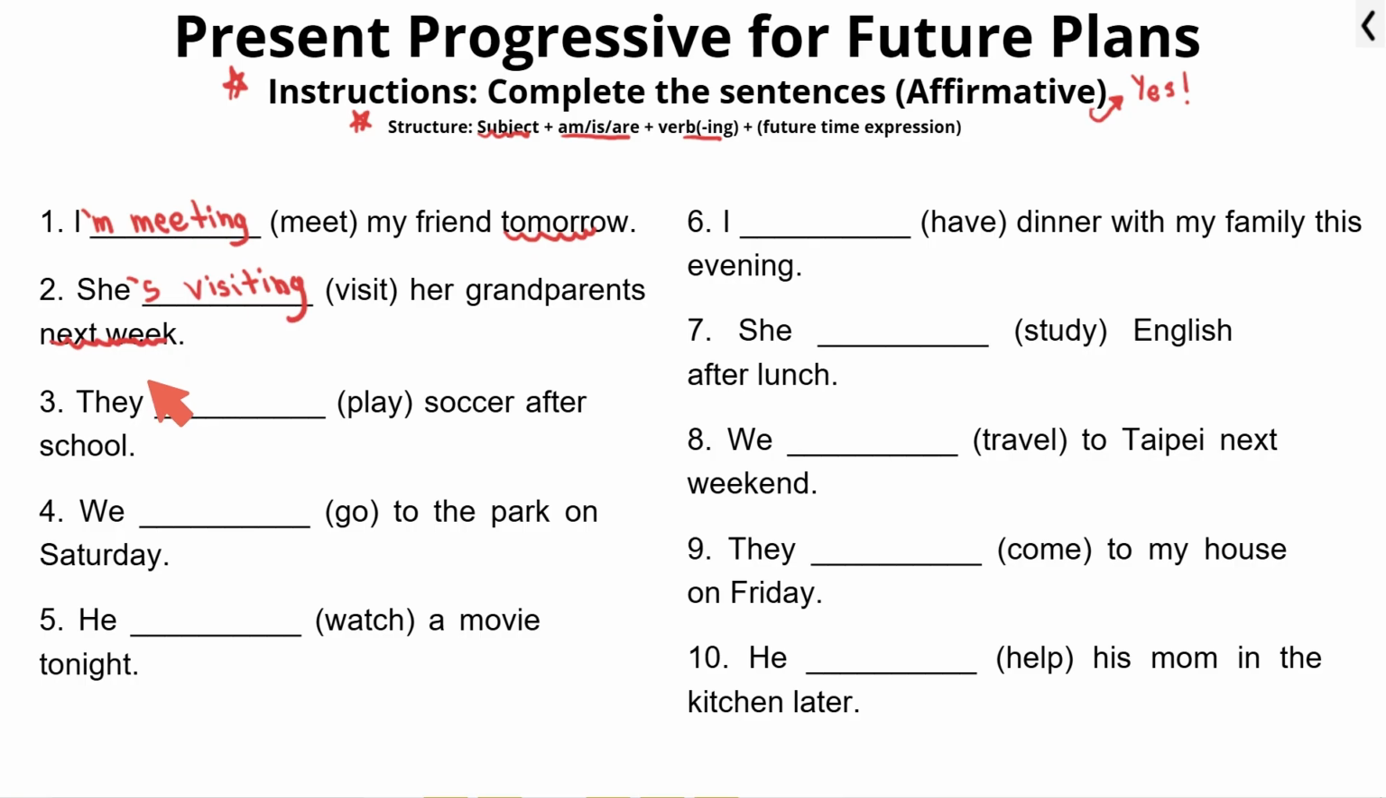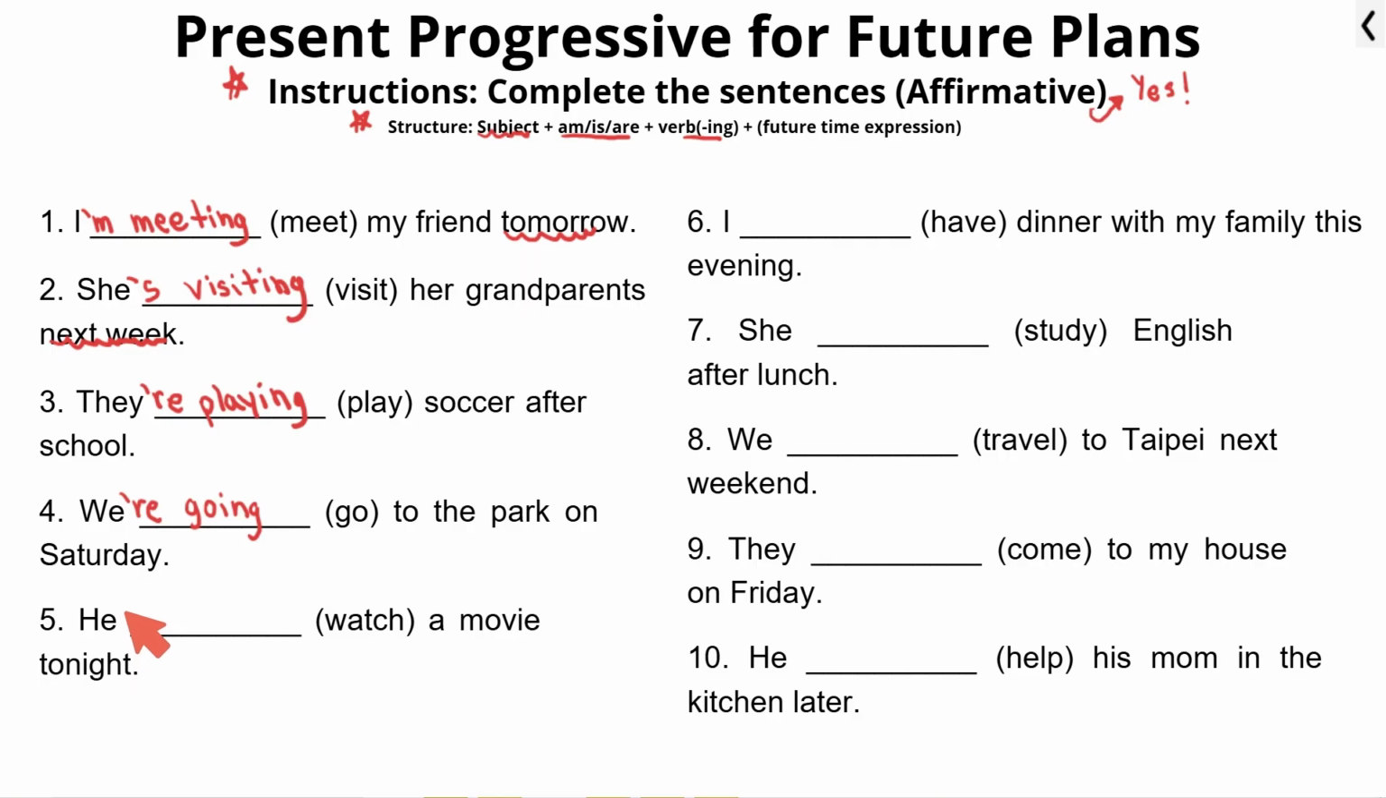Next we have they, and we use they are. They are go together, so it's they're playing, play add ing. They are playing soccer after school. Time expression is after school. Next one. We are, we're going. Let's add ing to the park on Saturday. Our time expression is on Saturday.